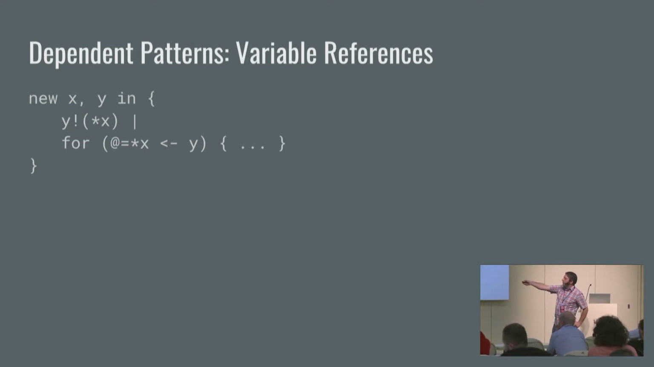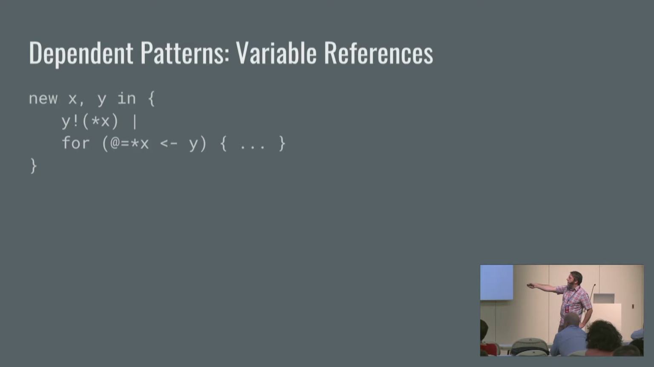So if we execute this, we'll allocate two new names, x and y. We'll send the unwrapping of x on y. And then we will expect on y something that is equal to x. That's what the equals star is.